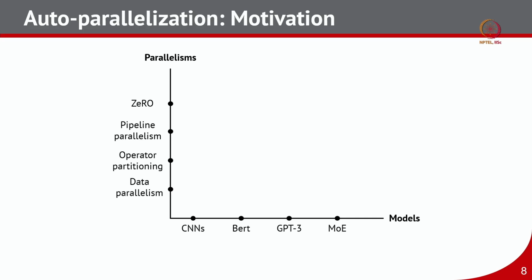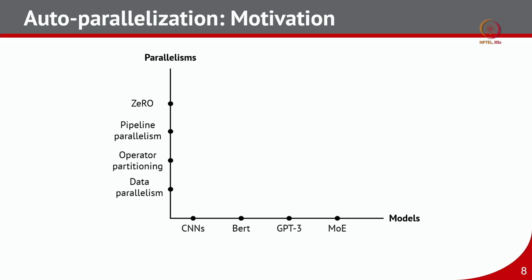But then the motivation is to do auto-parallelization. We should not say that if our DNN is like this and we have this much resource, then we should do this kind of parallelism. There should be a technique which will take the DNN, or an ML model, as input, as well as the available resources, and then automatically say, okay, this is the best parallelization strategy.